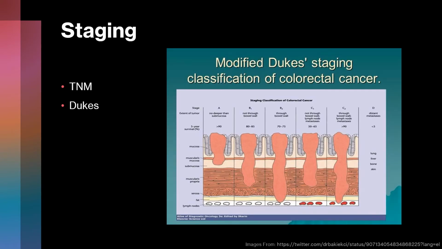So there are various different ways of staging these cancers, and the TNM staging is a very common staging method that's used and can be used for any cancer. And a more specialised staging method is the Dukes or modified Dukes, which actually takes into account the invasion into the bowel wall, and you can see the summary slide there.